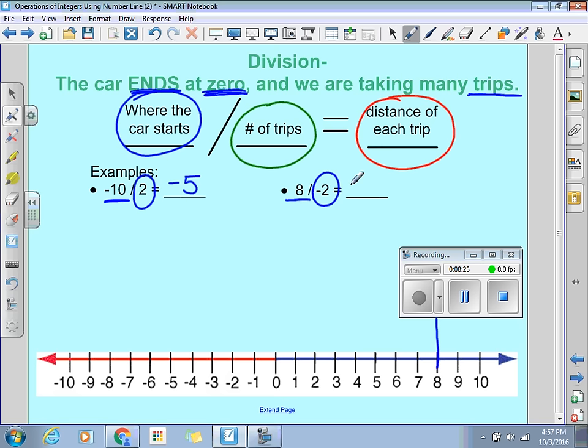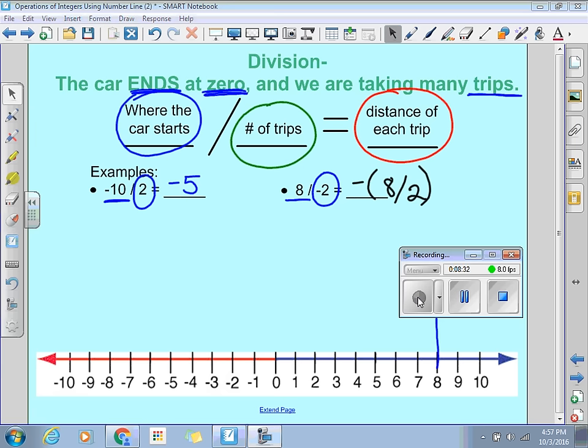And we're going to rewrite it as... sorry, what I mean is we're going to have to take that negative out, and we're going to say it's the opposite of 8 divided by 2. That way we'll start at 8, and we'll have 2 trips of equal distance, and then we'll have to remember when we're done to go back and put the opposite in. And if you guys have done that before.